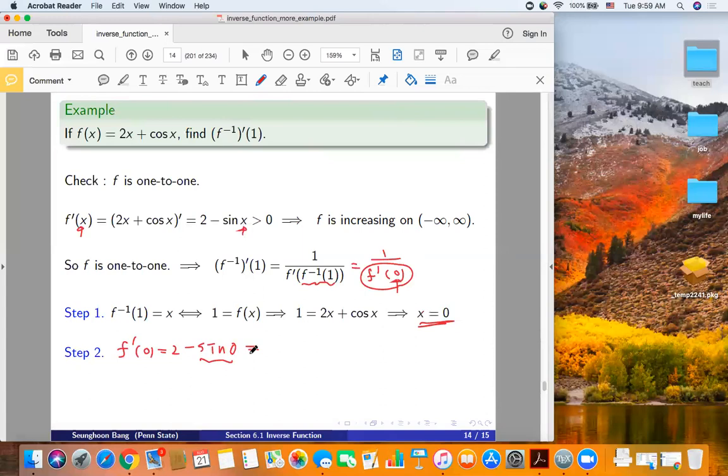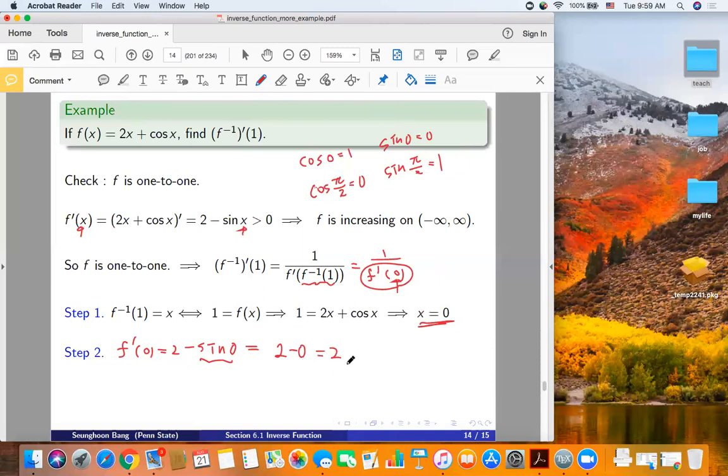Sine of 0 is 0, cosine of 0 is 1. So really be careful here. Opposite: cosine of pi over 2 is 0, sine of pi over 2 is 1. We have a different answer in this case: 2 minus 0, right? So what is the answer?